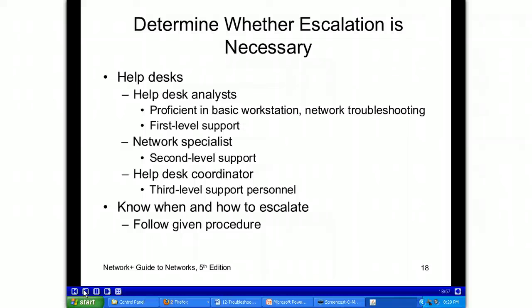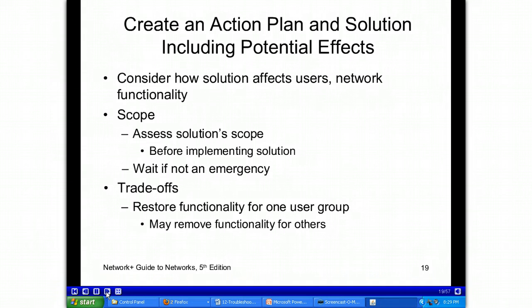Escalate if the help desk person cannot solve the problem. So next, an action plan and solution. Here we go. Consider how the solution affects users, network, and functionality. First, you've got scope. Looking at the solution's scope before implementing the solution: is this an emergency? If it's not an emergency, we can wait.